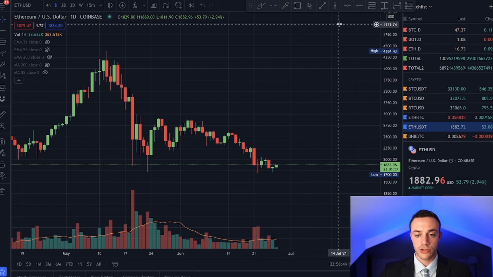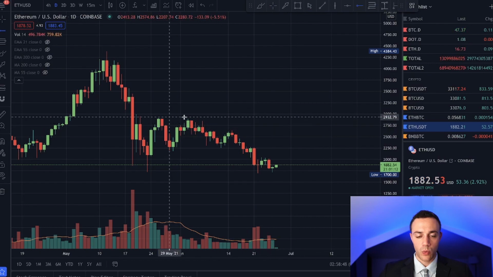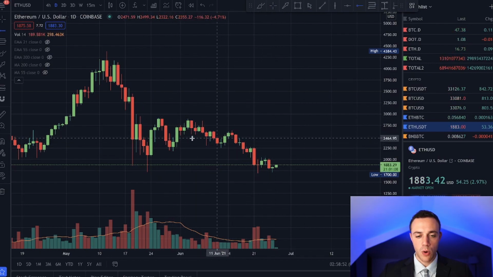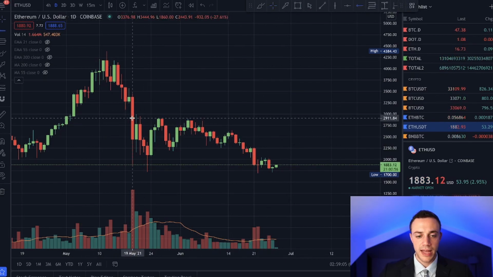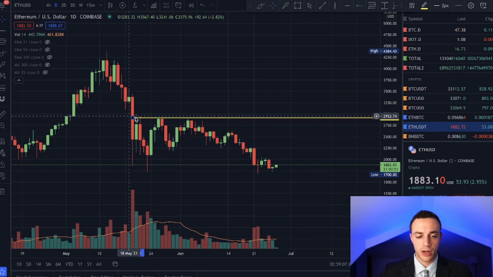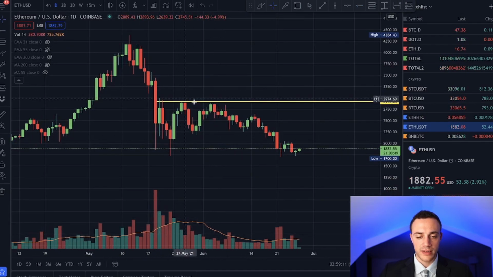Let's go straight into marking our levels of resistance first. We were trading in a sideways range here. This is a sideways market, right? There's no overall trend. So I would mark a level of resistance where these candle wicks wicked up to, at about $2,925. This is our level of resistance. We can see that every time price approached this yellow line, it got rejected. One time here, two times here.